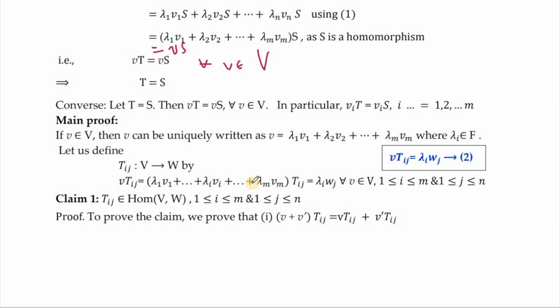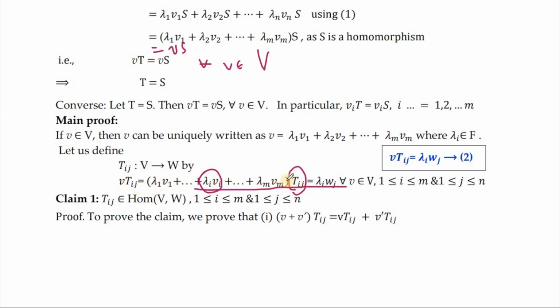You define your Tij from V to W by vTij. Here v is nothing but this, and vTij is lambda_i wj. So how is this defined? You have lambda_i vi. So that means when the first suffix and the second suffix are the same, this one will function.